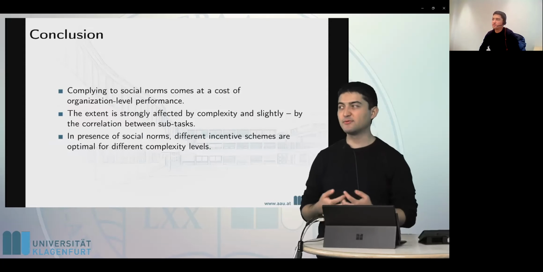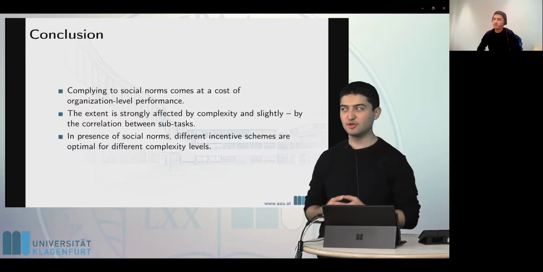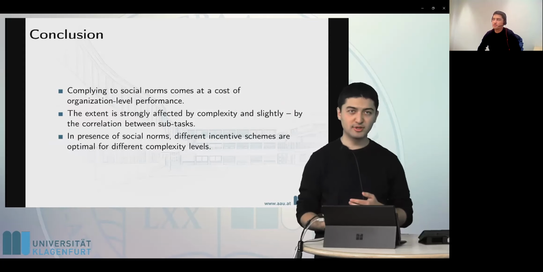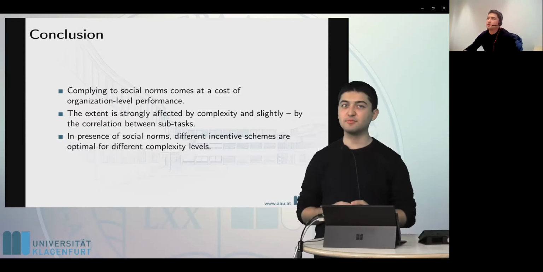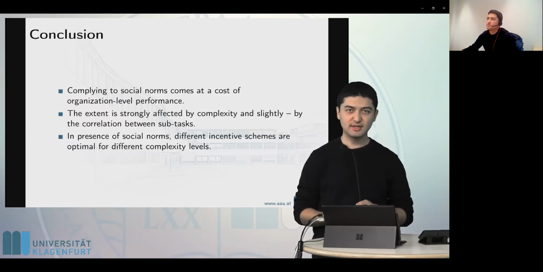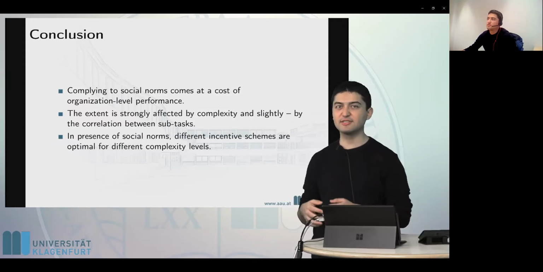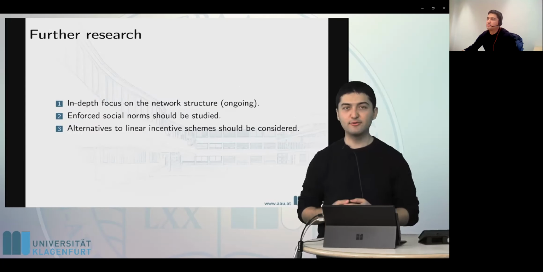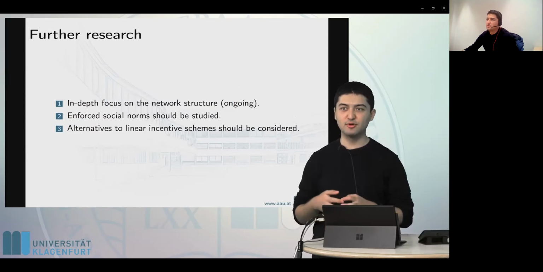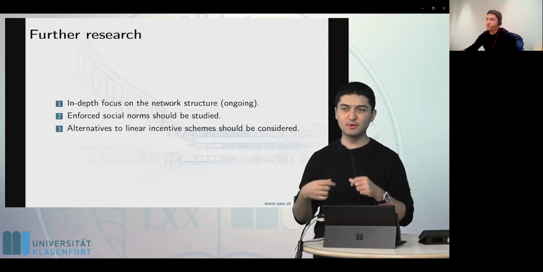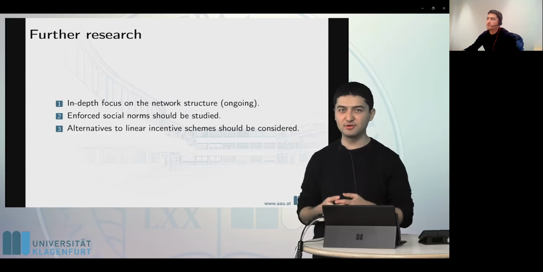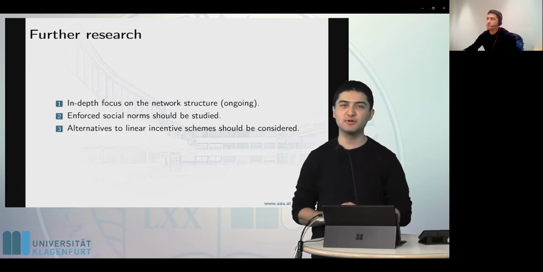So in conclusion, what we found is that complying with social norms comes at a cost of performance, which matches our expectations stated before. Second, and most important, in presence of social norms, different incentive schemes are optimal for different complexity levels. Our further research is to analyze more the network structure, the networks where individuals share their social information, and to consider incentive schemes other than linear ones.